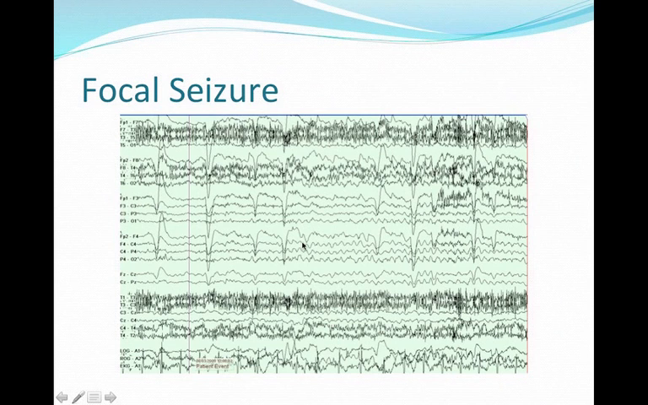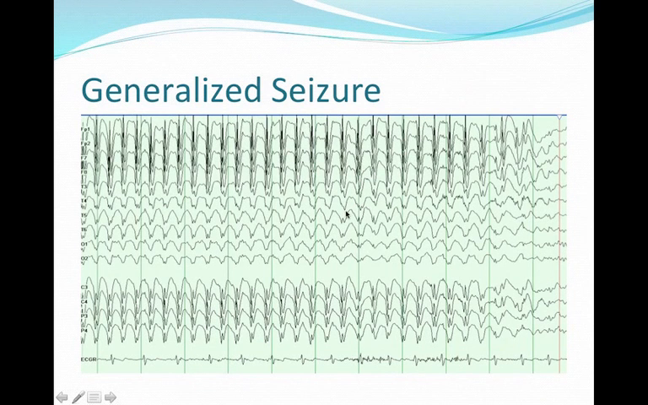And the generalized seizure, this is one example. As you can see, the whole brain is seizing at once. So the whole brain's affected. That's what we call generalized.